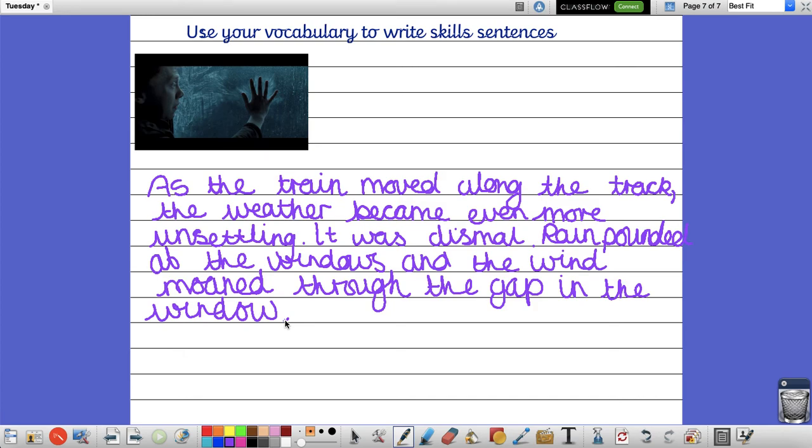Okay, so that's your challenge today. So step 1 is to make your mind map of all your words, and then step 2 is then to use those words in some skill sentences. If you need any help, please email Miss Williams or I and we will try to help you.